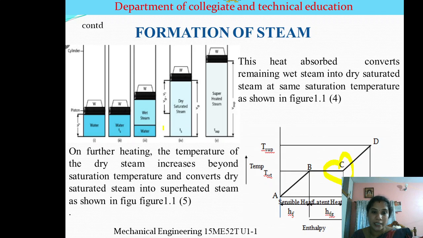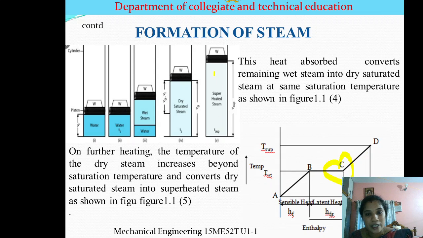This dry saturated steam obeys Boyle's law because it has already become dry saturated. As the temperature increases, see, from point C there will be a rise in temperature, and as the temperature increases, there will be an increase in the volume. So if we further continue heating the process from C to D, what happens? Again there will be a rise in temperature. In the process B to C, there was constant pressure and constant temperature, there was no rise in the temperature. If we heat beyond this point, there will be a rise in temperature.